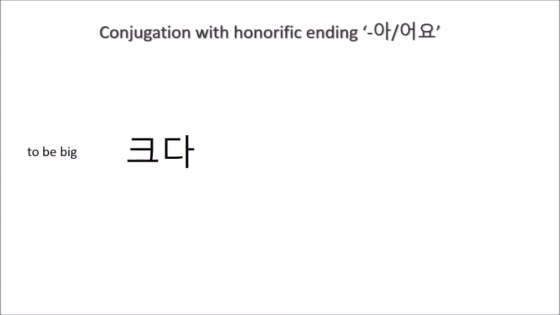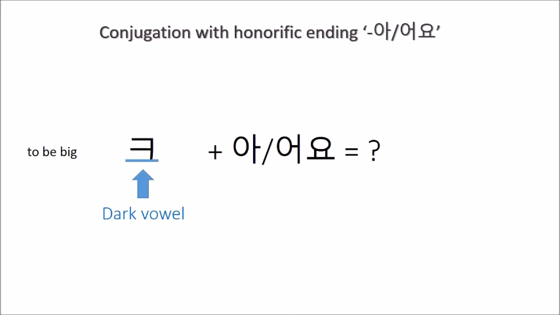This is a very easy word, to be big, 크다. When we get to this, how will it become? 크다 plus 아요 and 어요. The first thing we do, of course, is to get rid of the 다 at the end. And we see the vowel in this syllable is a dark vowel, as we covered in the topic of today. So we should select 어요 as the dark vowel ending that we are using.